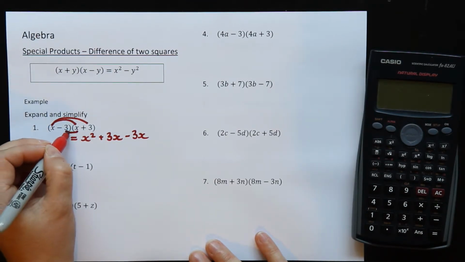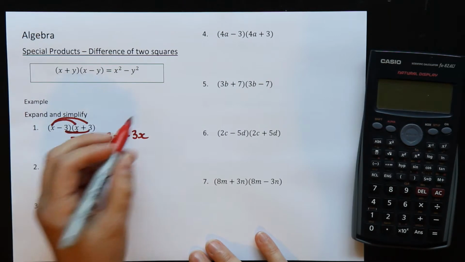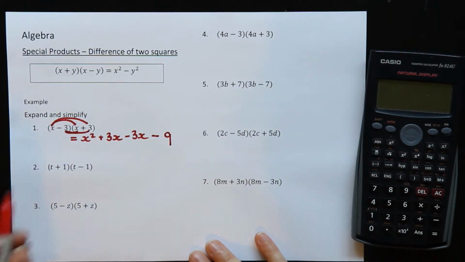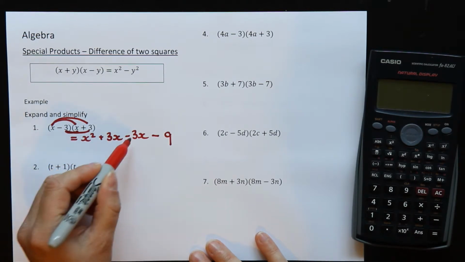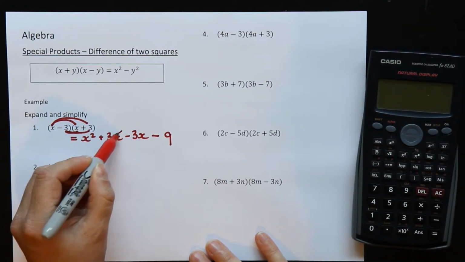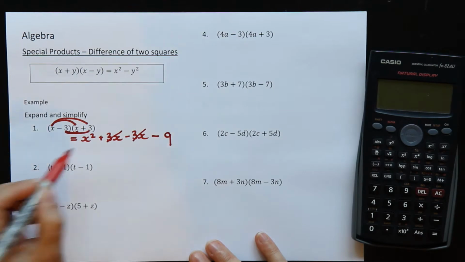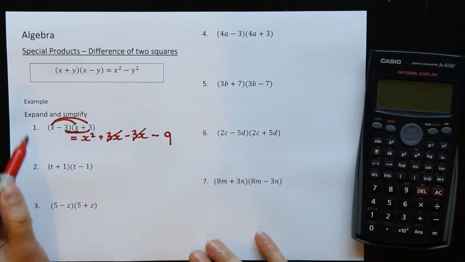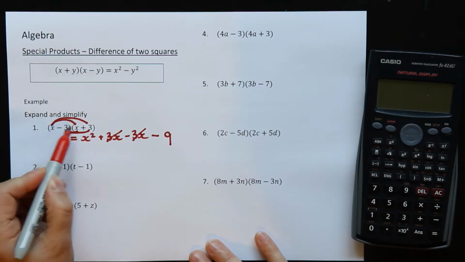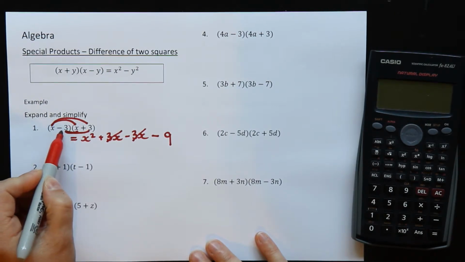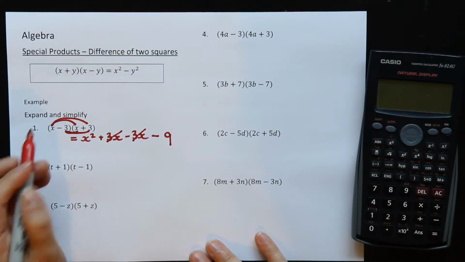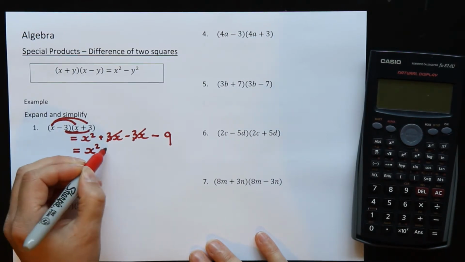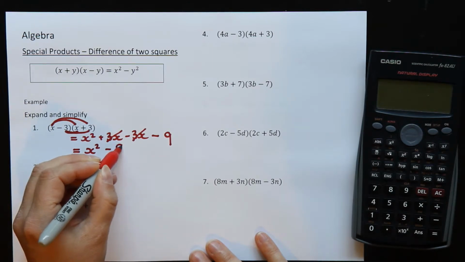And L is for last. Minus 3 times plus 3 makes a negative 9. So you can see that a plus 3x and a minus 3x cancel each other out and there's nothing left for my middle term. That will always happen if you have brackets exactly the same, but one a negative and one a positive. So for this question, my final answer is x squared minus 9.